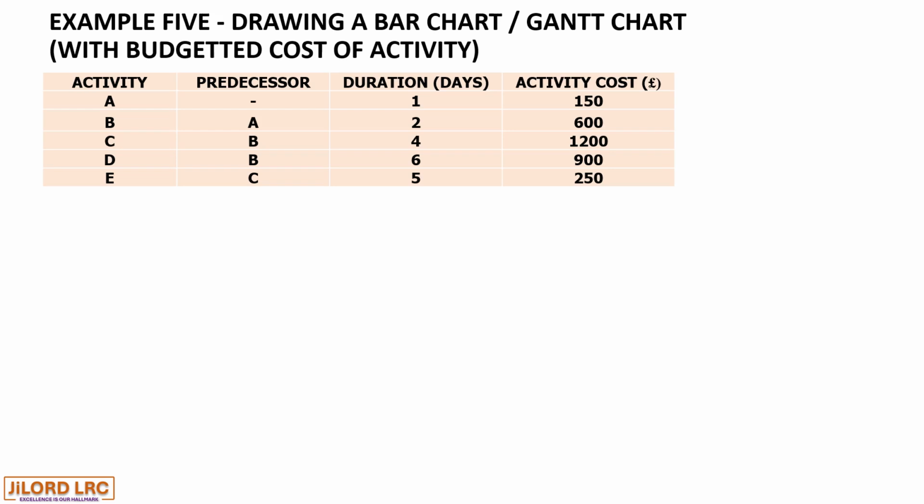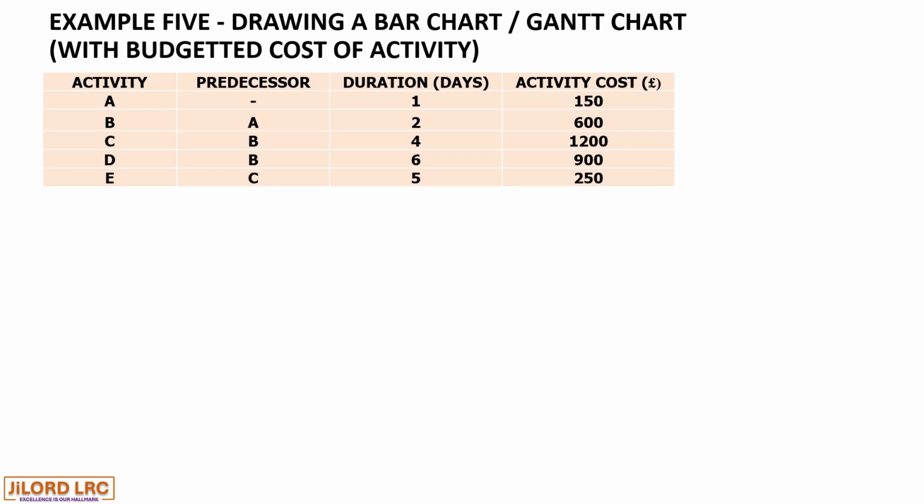Activity A, which is the initiating activity, has a duration of 1 and a total cost of 150. Activity B, with a predecessor A, with a duration of 2 days, has a total activity cost of 600. This implies that day 1 of activity B is 300 and day 2 is another 300, making 600.